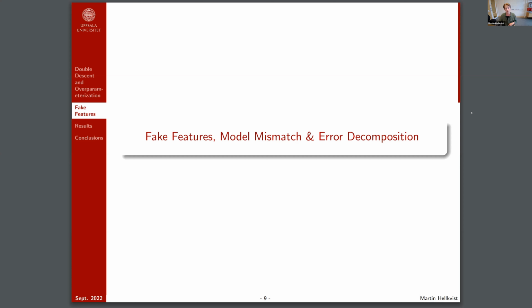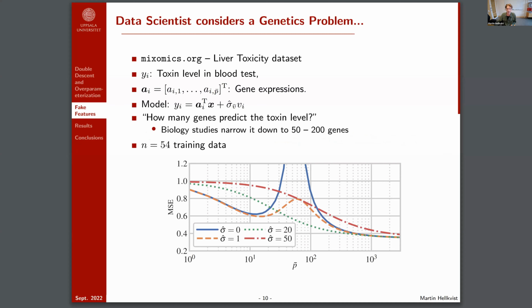But before we go into more detail on that, we will consider a small real-world example. First, a bit of disclaimer. I want to start off by saying that I'm not a biologist, and that this example is not a part of my research per se, but I just want to use it as an illustrative example to set an idea of why we can study fake features to gain some intuition about this type of curves.